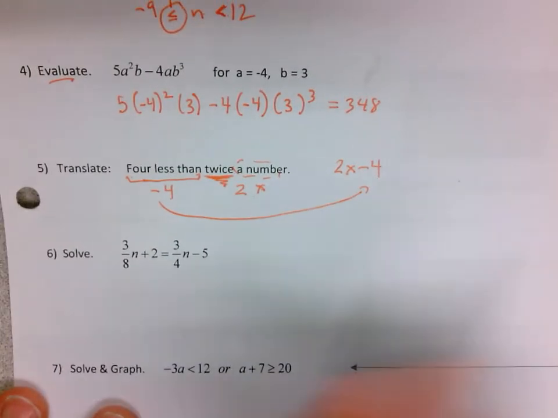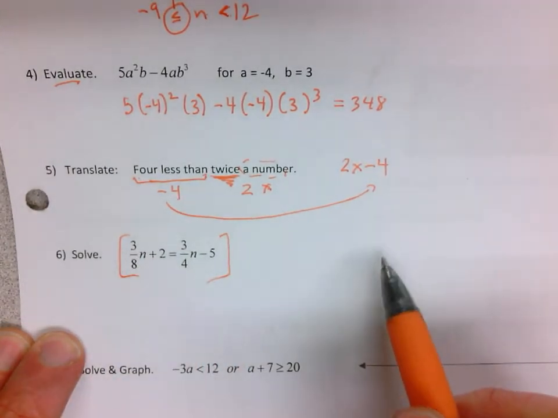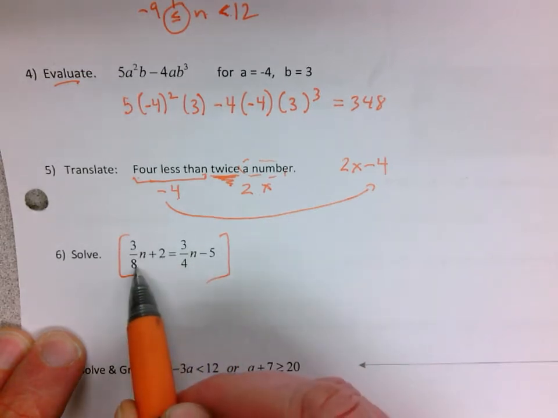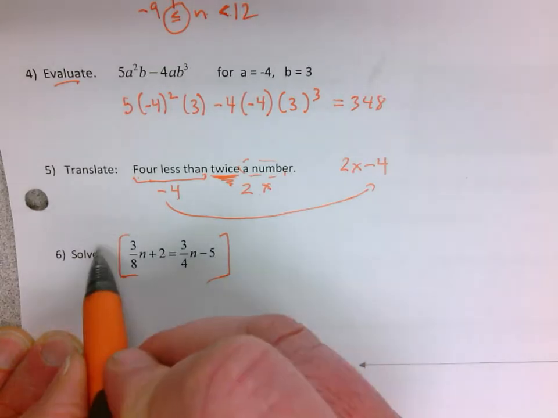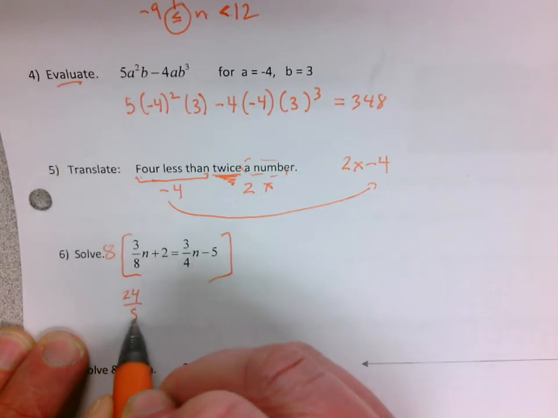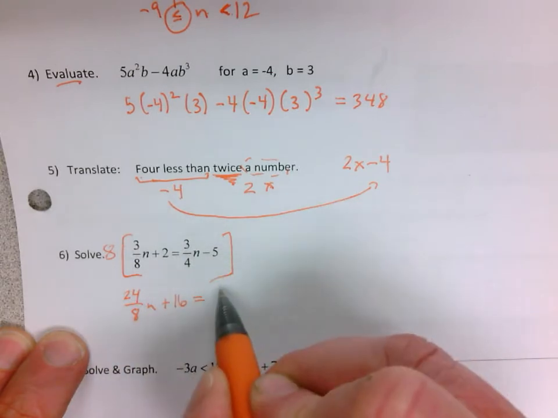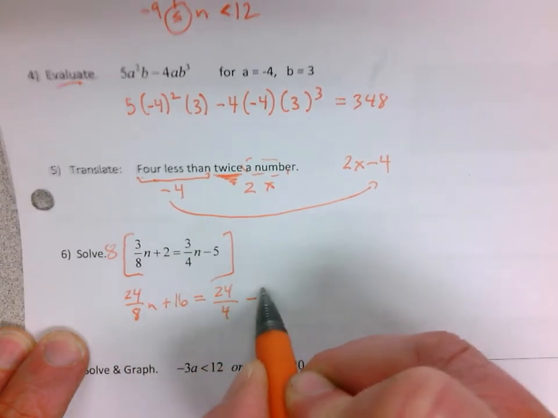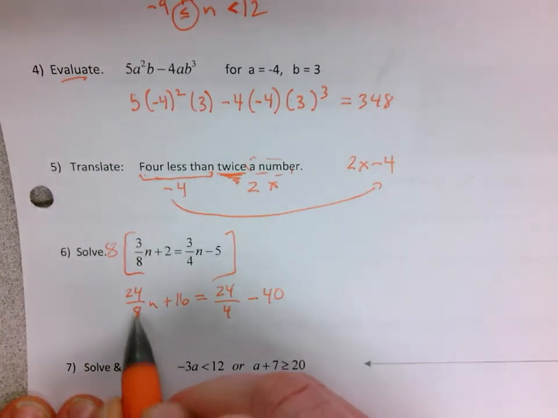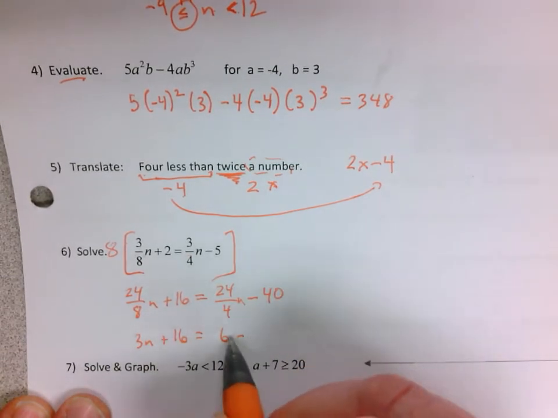Solve this linear equation. Back in the day, you remember you want to multiply everything by something that gets rid of the fractions, probably, unless you love fractions. If you think about this as a common denominator, I can multiply everything by 8. So I have 24 over 8 plus 16 equals 24 over 4 minus 40. I picked 8 because 4 and 8 both go into 8. Now I can simplify. 3n plus 16 equals 6n minus 40. And then you solve from there.